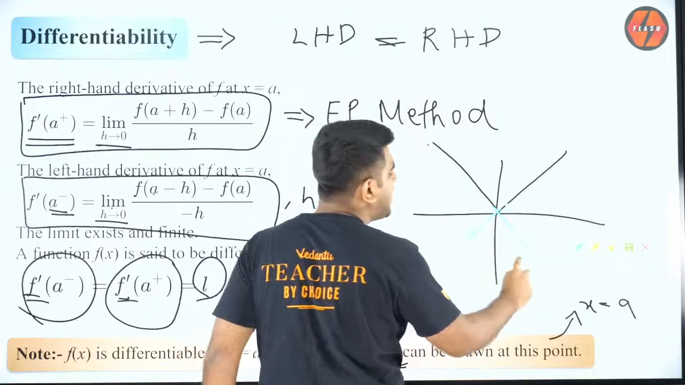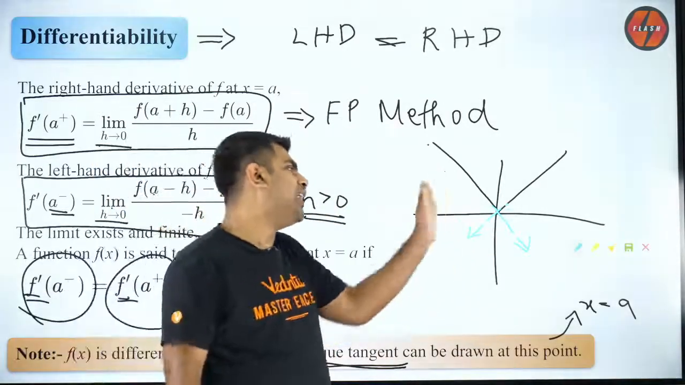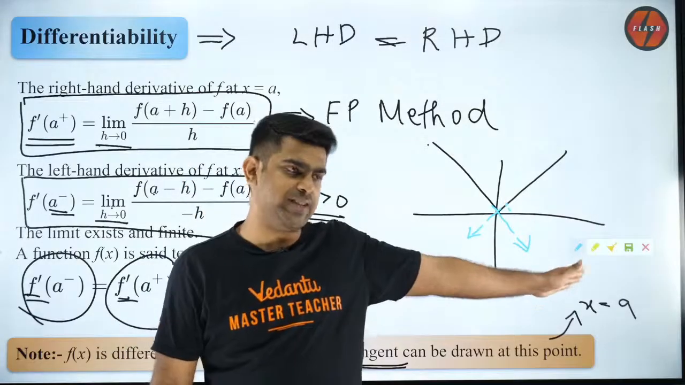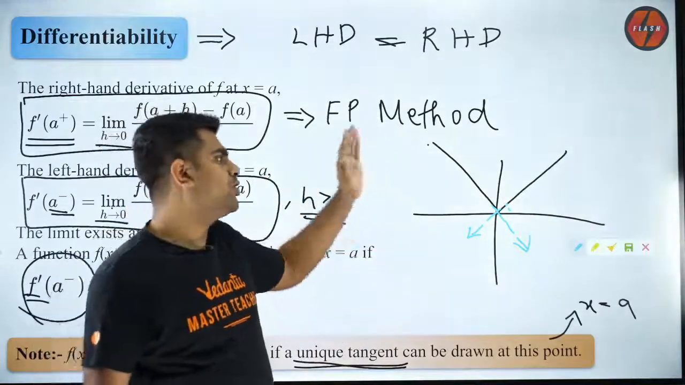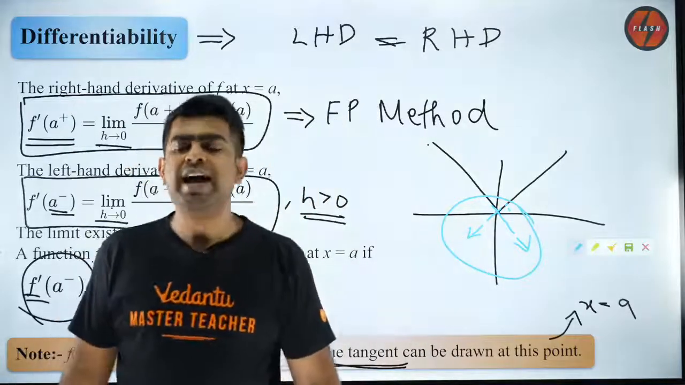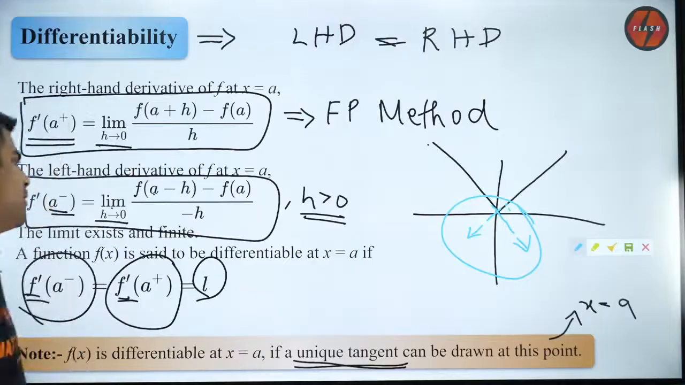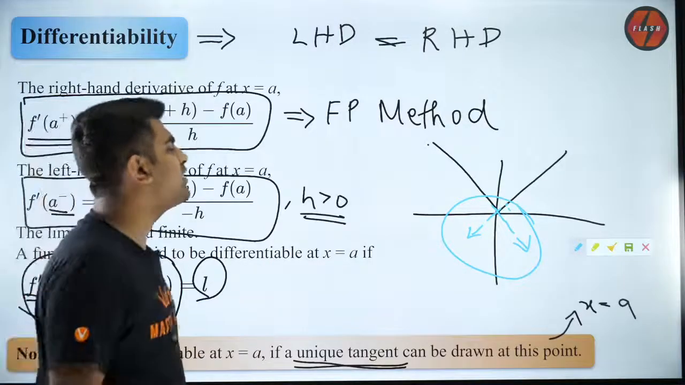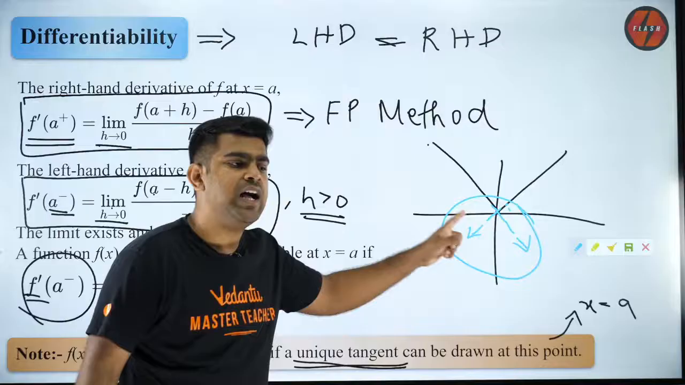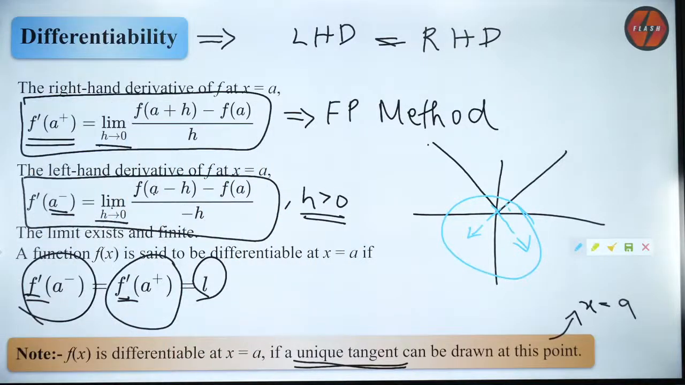So you see at x equal to 0, there are two tangents possible if I look at the left side and if I look at the right side. So that is why this is non-differentiable, because at any point you should have a unique tangent line. Only then the graph is said to be differentiable. Are you guys able to understand? Yes, Kiran.